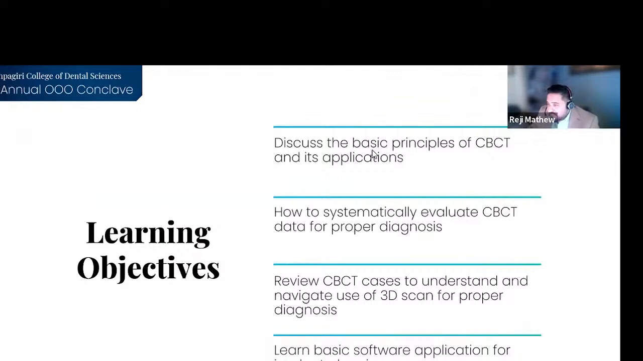Today I'll be discussing the basic principles of CBCT and its applications. We'll try to see how we can systematically evaluate any image. I'm very keen on the word systematic. Every image, whether it's a panoramic image, a full mouth radiograph, or a CBCT, has to be evaluated in a systematic order, because it's very important that you don't miss any lesions. We might be taking a CBCT for an implant planning, but we are responsible for the entire scan.